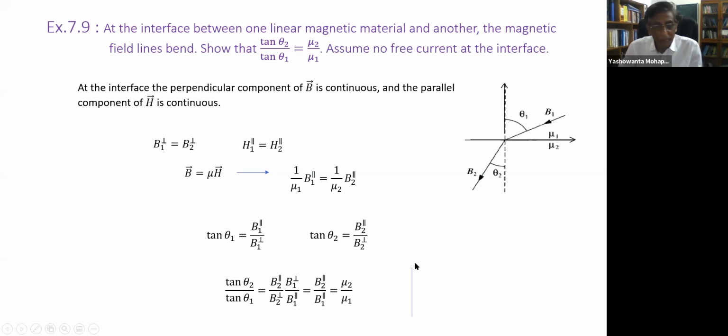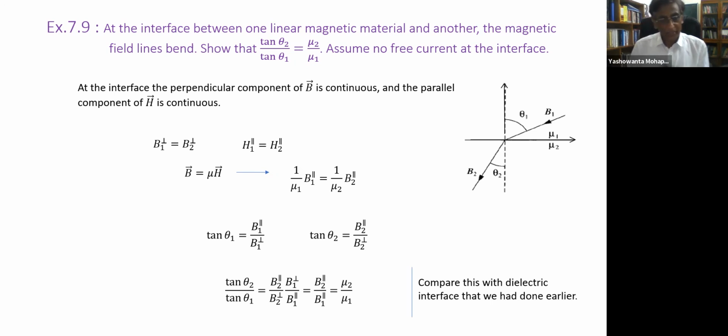You can compare this with the electrostatic case that we had done earlier. All right. So with that, I come to the end of the magnetic materials. In the practice problem and in the home assignment, I'll give you some actual cases, like how the magnetic interaction works, and a feel for the actual magnets that are available in the market. But we'll do that as a part of the practice problem and home assignment.